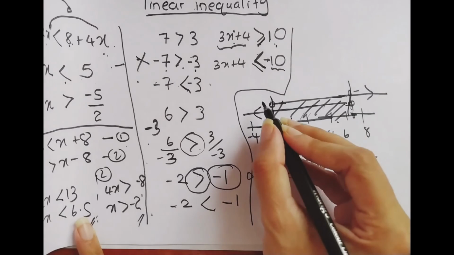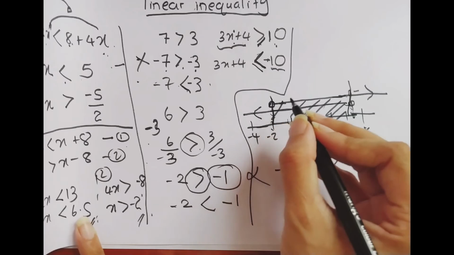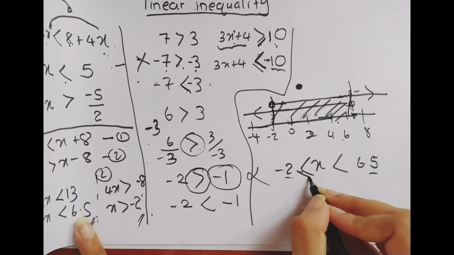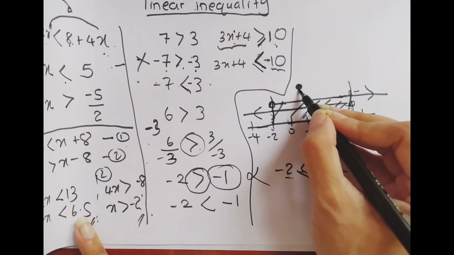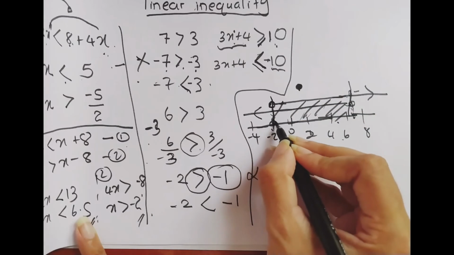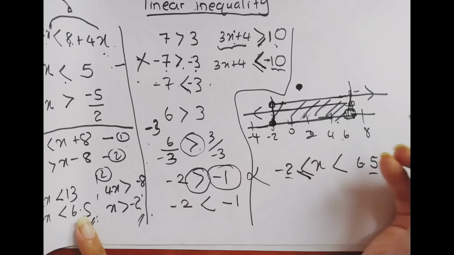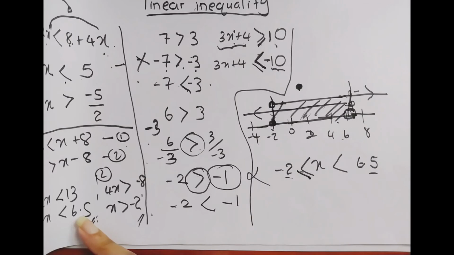Remember, here I marked only a circle. It's not a colored circle. Think your 2 is like this, then you have to color the circle like this. You will color it like this. If not, you will only mark a circle without coloring it.